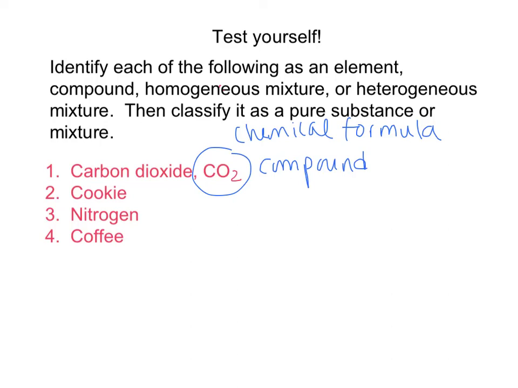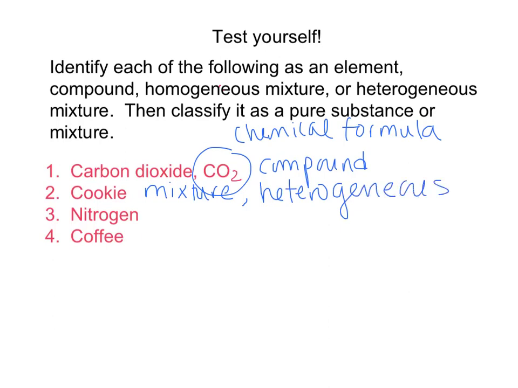Number two, cookie. A cookie, I have to think about what it's made up of. A cookie is made up of, I don't know, flour, sugar, salt, butter, a lot of things. And all of those things are mixed together. And so therefore, I would classify a cookie as a mixture. So do you hear me thinking about what it's made up of and how it's made? And then I further have to think about what type of mixture. I ask myself how many phases I see, and I know that a cookie, I definitely see more than one phase, so I would classify this as a heterogeneous mixture.